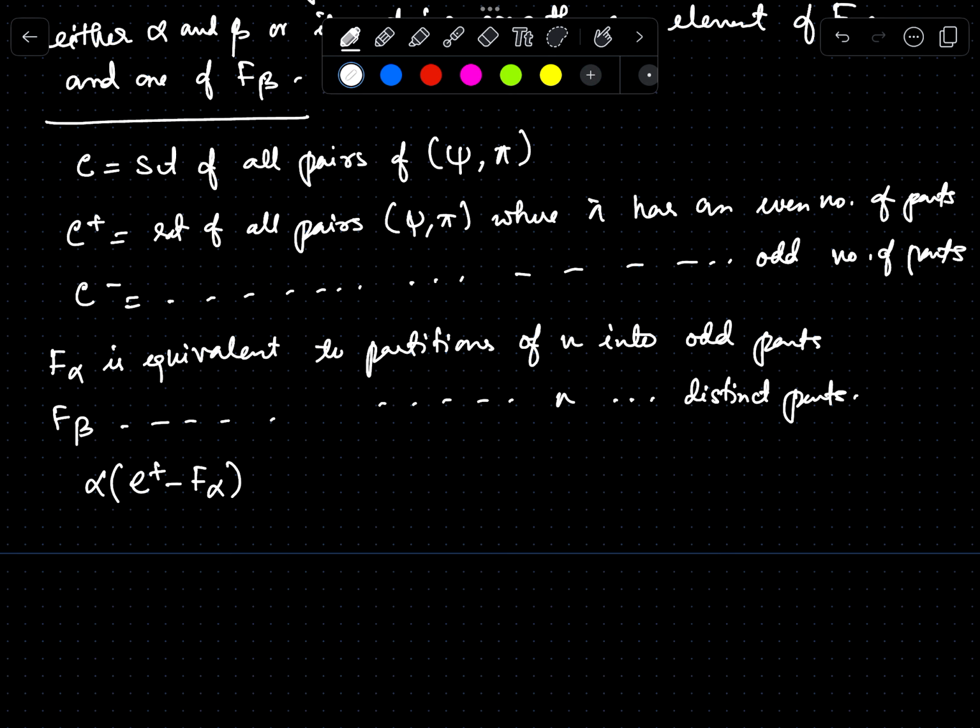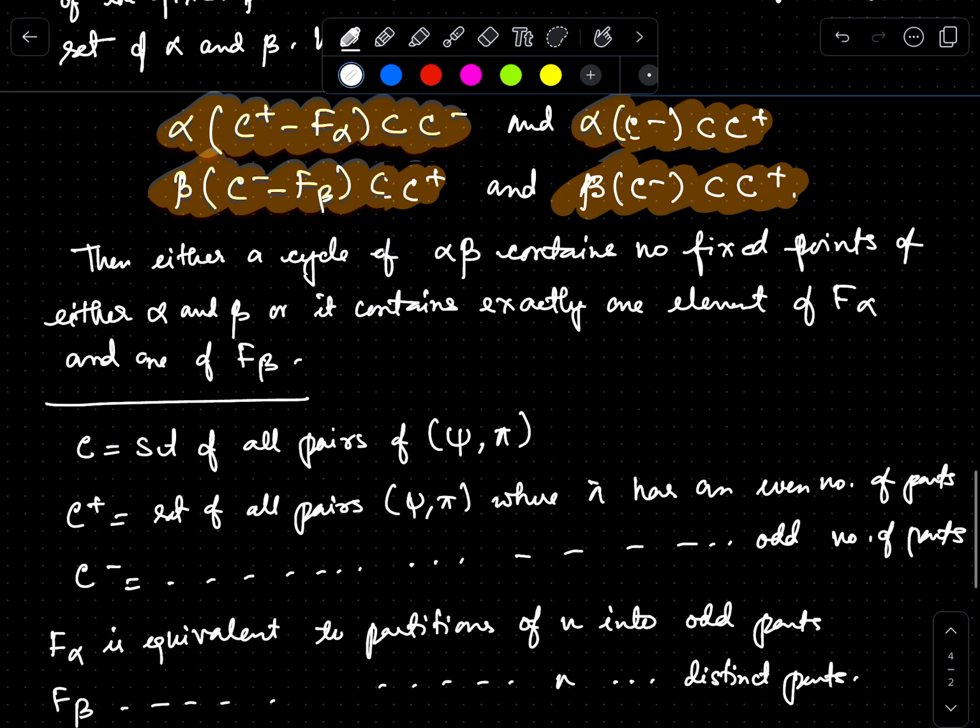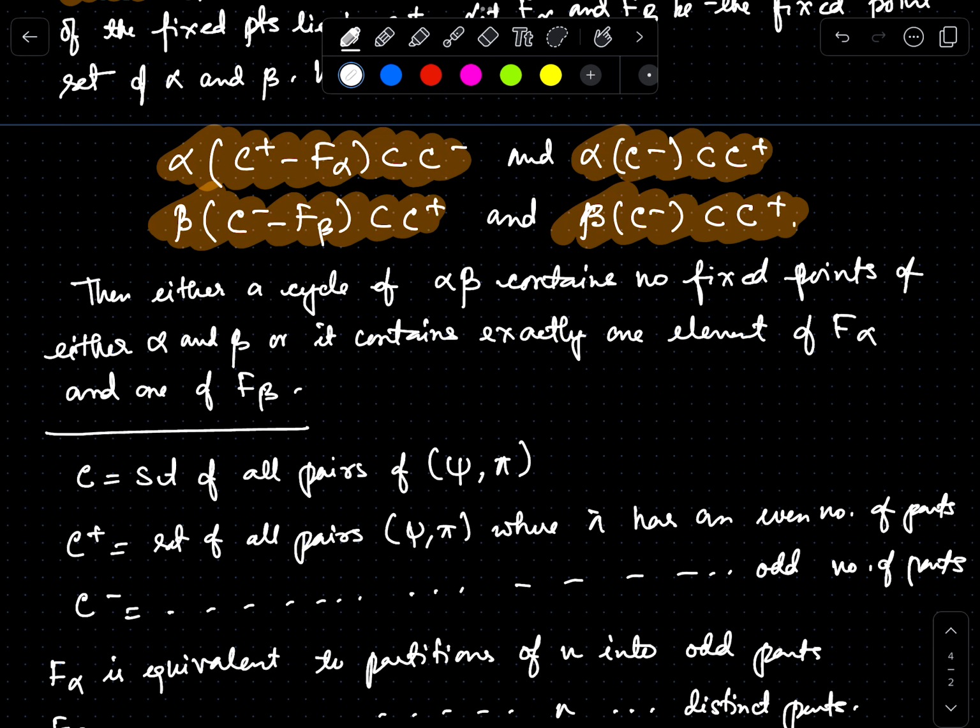If you think about this, we really change the number of parts. So you see, if you apply alpha to whatever is in C plus minus F alpha, it should lie in C minus. And the way that we have constructed C plus and C minus is that the number of parts are different, right? C plus is the set of all pairs where pi has an even number of parts, and C minus is the set of all pairs where pi has an odd number of parts.